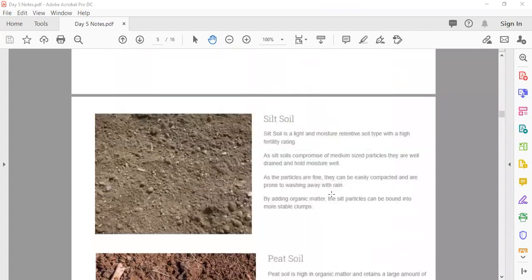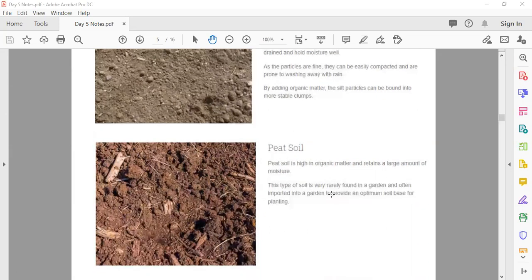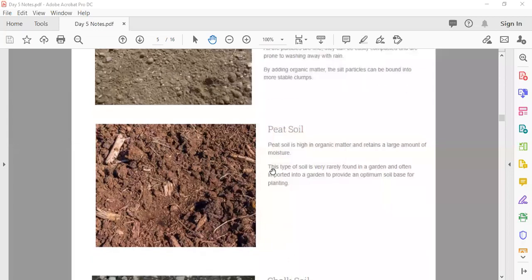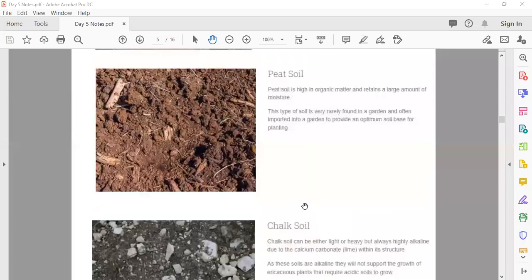After that, you have silt soil. Silt means it has minerals, a large amount of silt inside. And after that, you have peat soil. Peat soil has a large amount of organic matter. Organic matter means plants, animals. It has dead plants and animals, and it is mostly used in gardens for better planting.